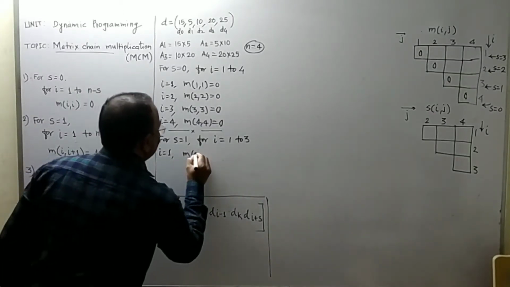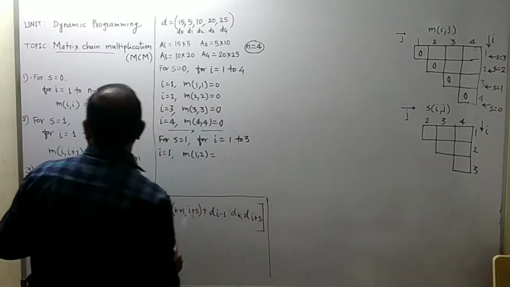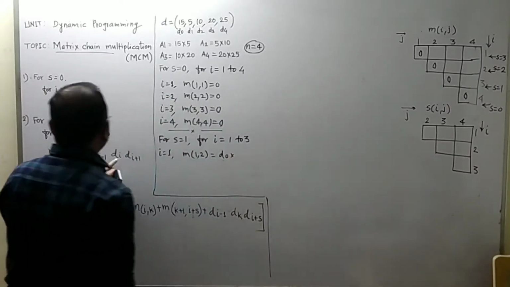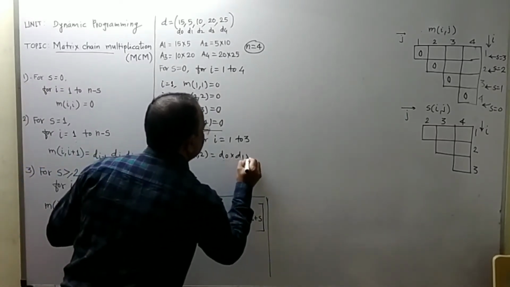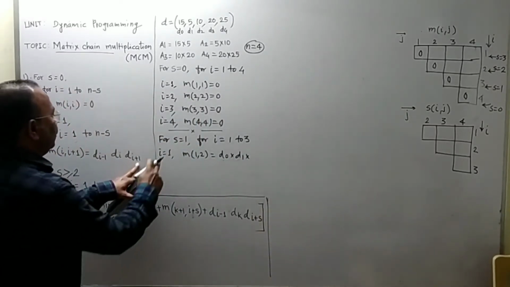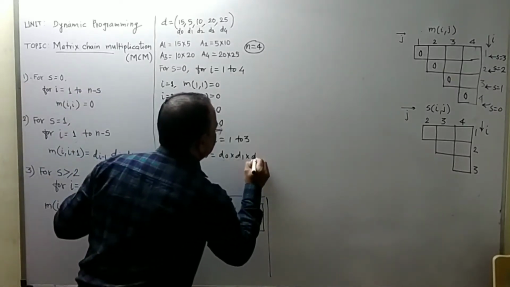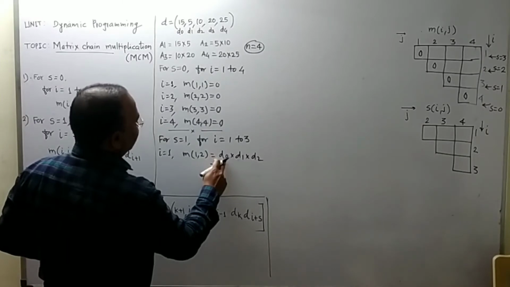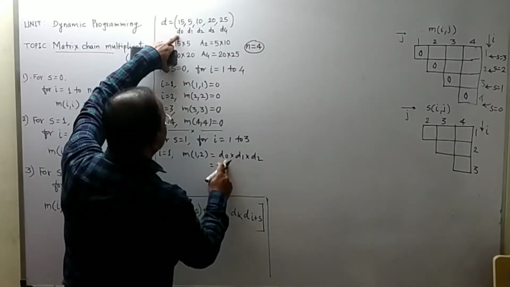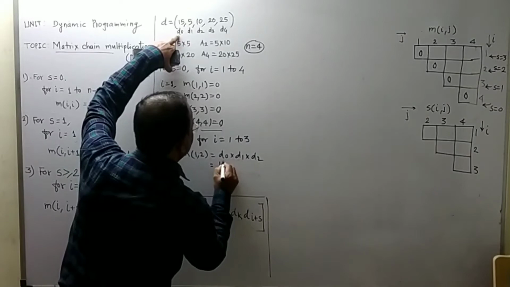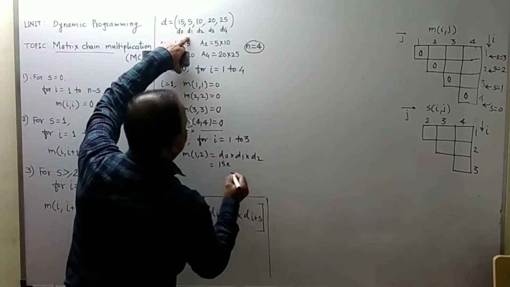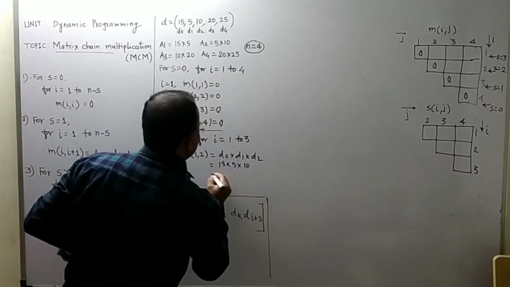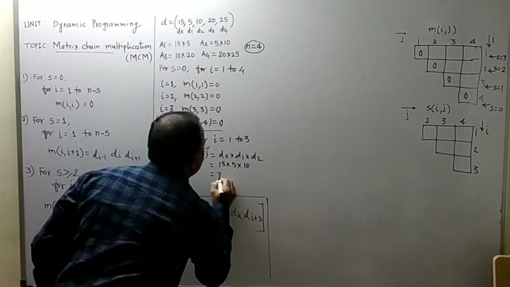M of 1 comma 2 is equal to d(i minus 1), that is d0, into d(i), that is d1, into d(i plus 1), that is 1 plus 1, d2. We will get the values of d from the dimension vector. D0 is 15, D1 is 5, D2 is 10, which is equal to 750.